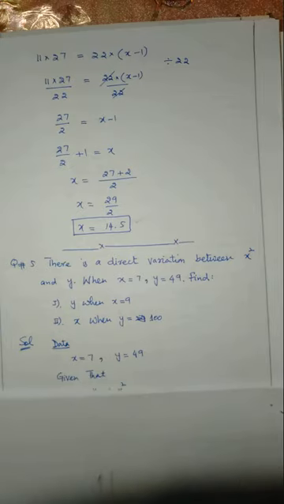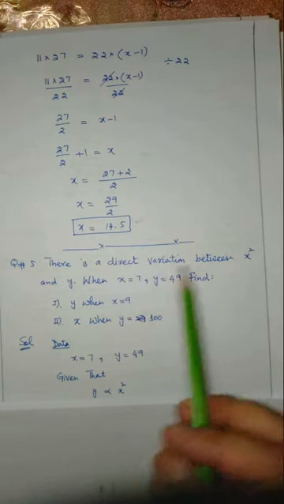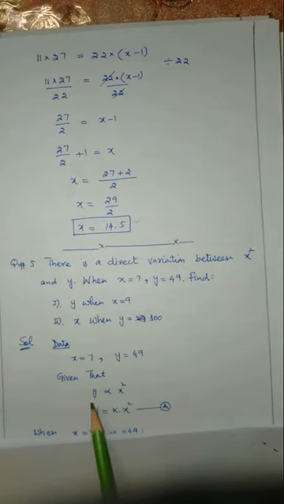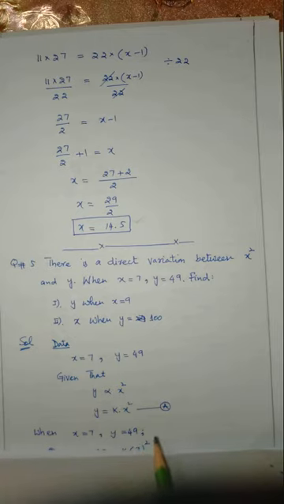Given that x square and y are in direct variation, so y is proportional to x square, y is equal to k dot x square, this is called equation A. When x is equal to 7 and y is equal to 49, then we will find the value of k from equation number A.